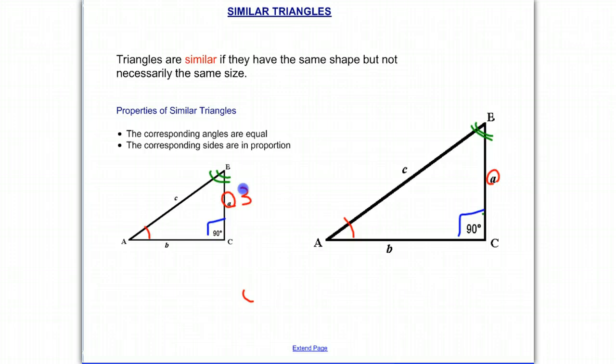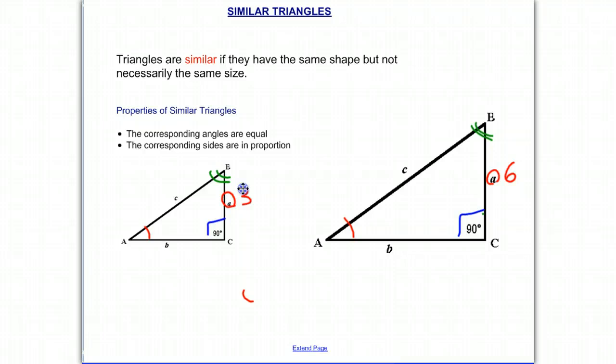And let's say this side, just to make life easier, let's double it. It doesn't have to be double, but I'll double it, make it 6. Okay? That would be the corresponding side because they're both opposite the same corresponding angle. In this case, the red angle.